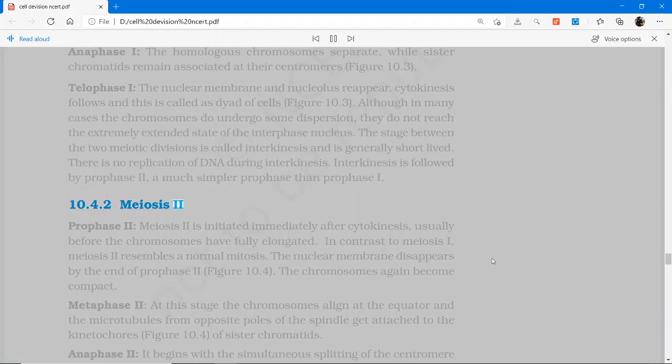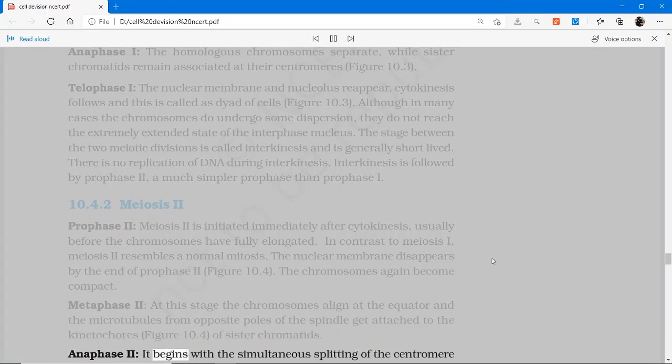10.4.2 Meiosis II. Prophase II. Meiosis II is initiated immediately after cytokinesis, usually before the chromosomes have fully elongated. In contrast to meiosis I, meiosis II resembles a normal mitosis. The nuclear membrane disappears by the end of prophase II, figure 10.4. The chromosomes again become compact. Metaphase II, at this stage the chromosomes align at the equator and the microtubules from opposite poles of the spindle get attached to the kinetochores, figure 10.4, of sister chromatids.